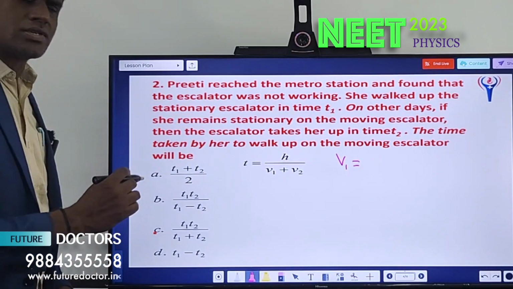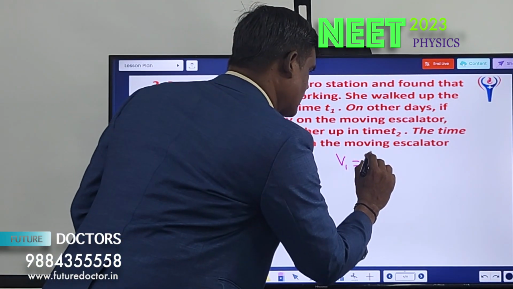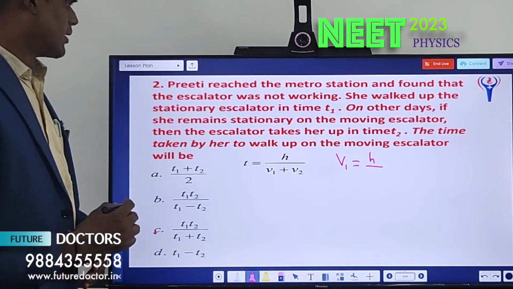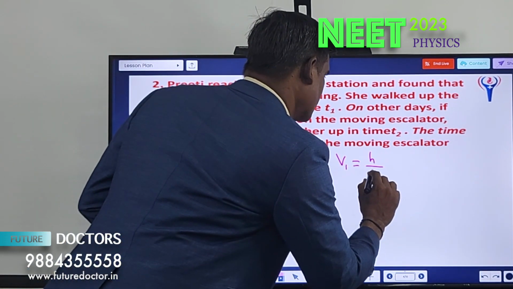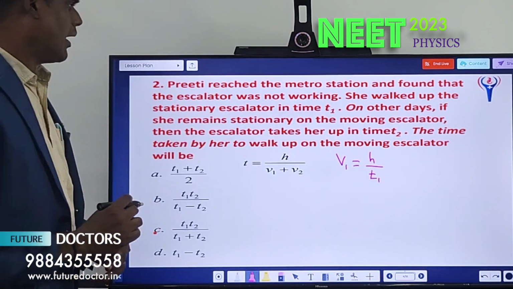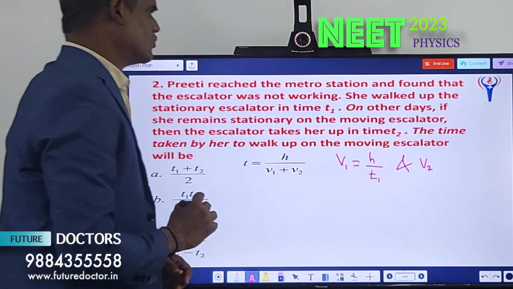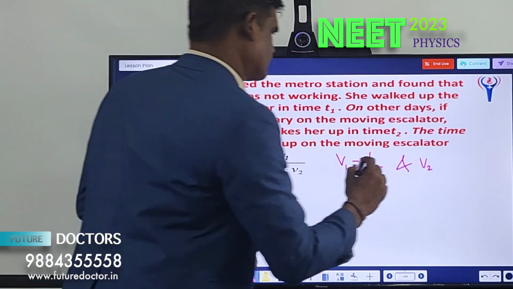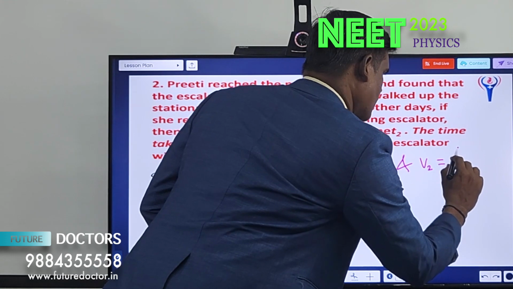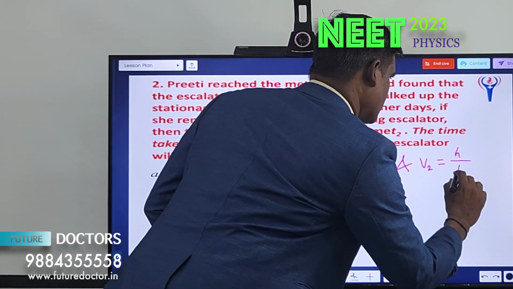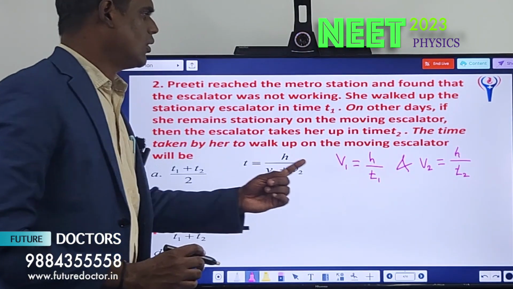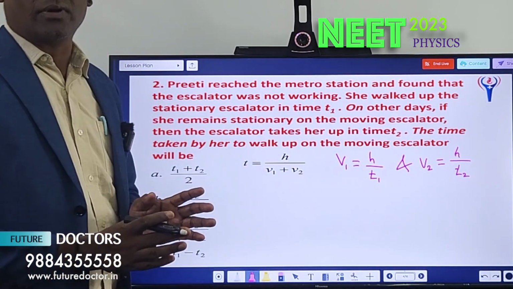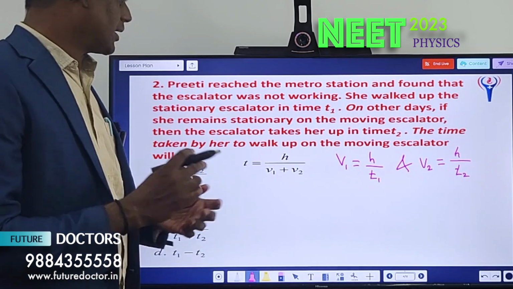That is equal to distance by time. Distance is h, the distance covered in the escalator, by time, which will be t1. And v2 is the speed of the escalator, that is equal to same h divided by t2. t1, t2 only given. h is a constant, the distance covered or height of the escalator.